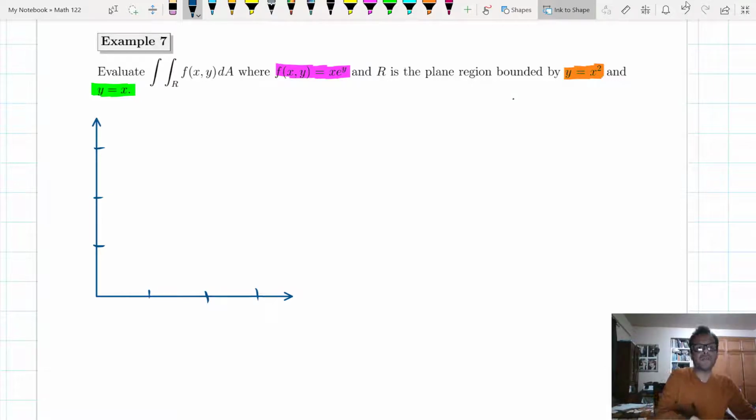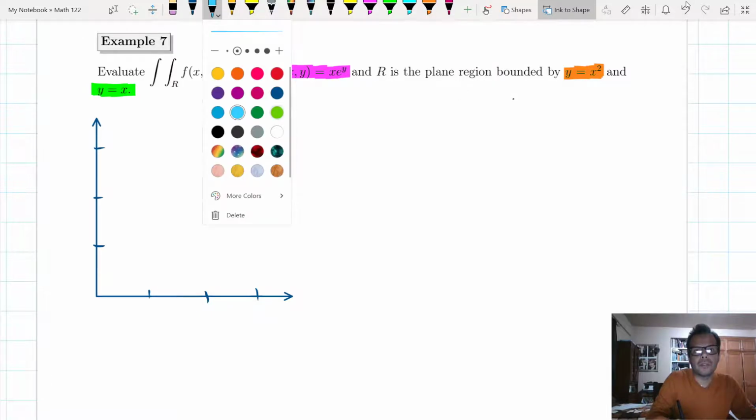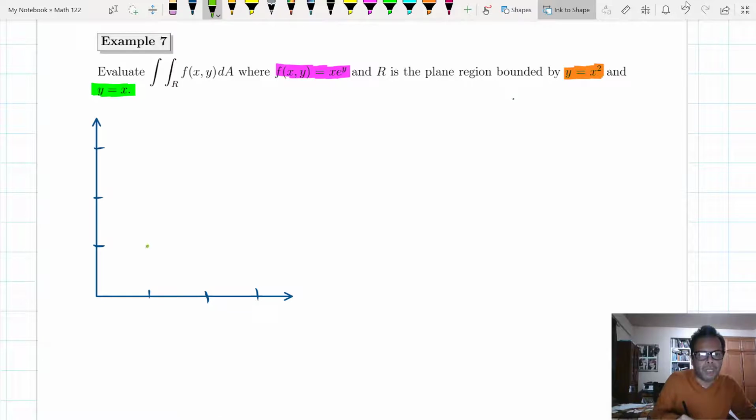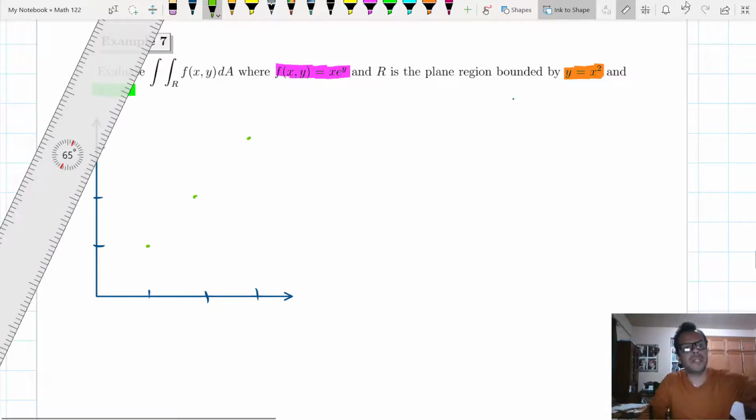Okay, let's graph y equals x using green. Okay, let me change this to green. Okay, so 1, 1, 2, 2, and 3, 3, right? So let me use a ruler here.